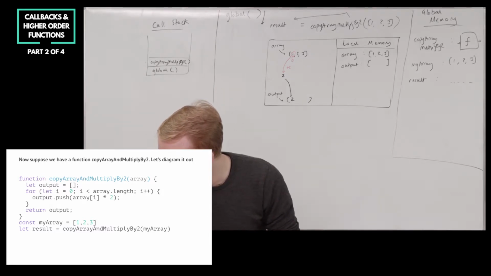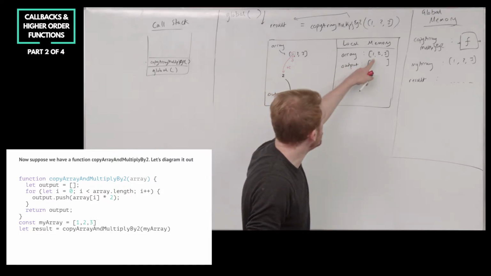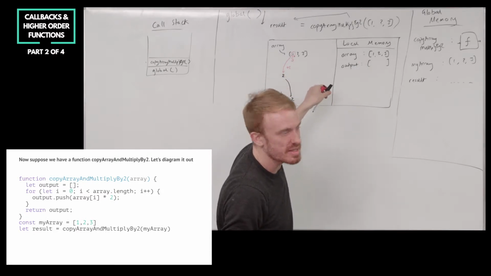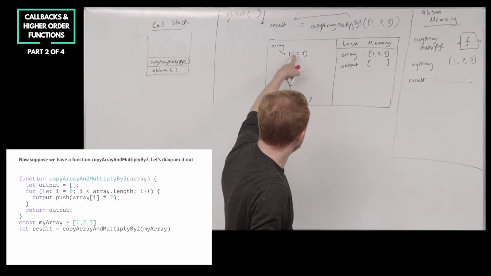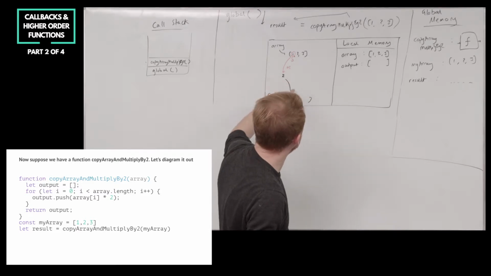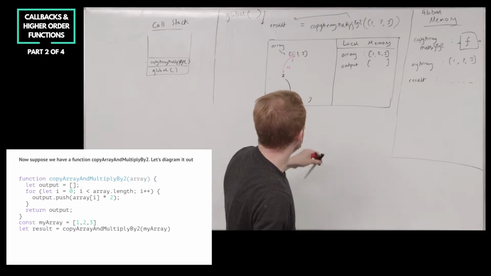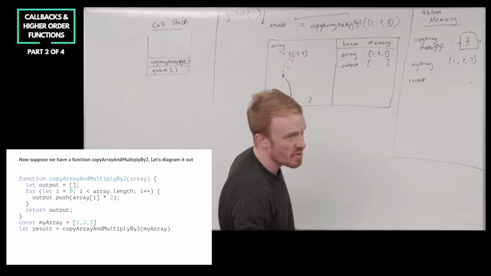Array position 0 is the number 1, because it's from my array, which is passed in and filled in. Array index 0, array sub 0, always saying the same thing. We grab that 1, multiply by 2, we get 2, and we push it to output. Perfect. All right, now it's a for loop.